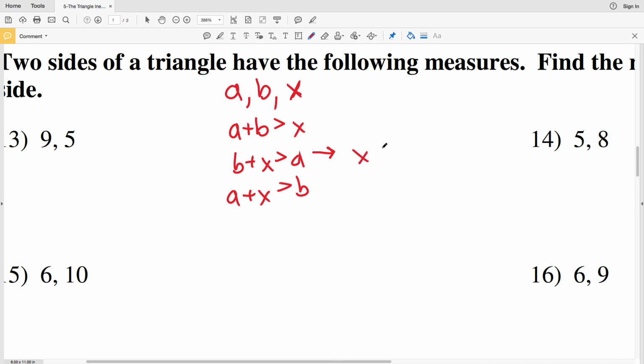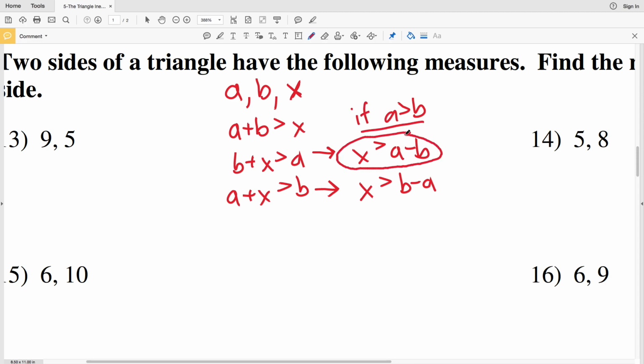Therefore, we can say that x has to be greater than A minus B if we were to subtract B from both sides. And we can also say that x has to be greater than B minus A. However, one of these numbers will give us a negative number depending on whether A is greater than B or B is greater than A. If A is greater than B, then we will get a negative number, and we know that a side of a triangle cannot have a negative measure. Therefore, if A is greater than B, the second number in our range will be A minus B. And if B is greater than A, then the second number in our range would be B minus A.